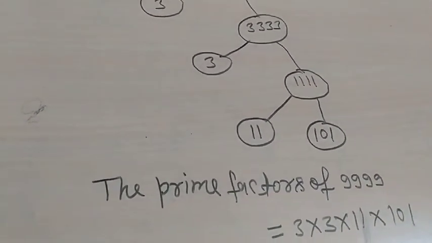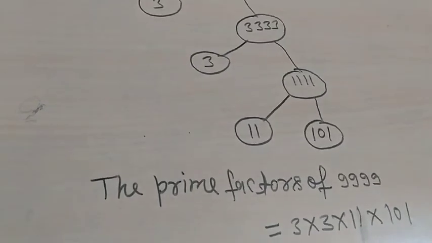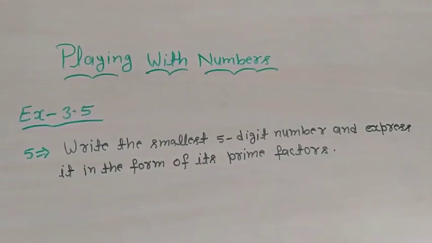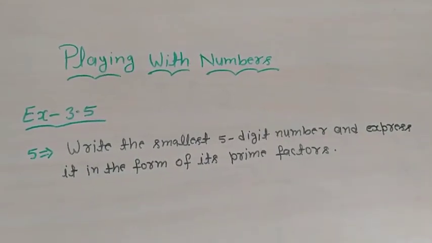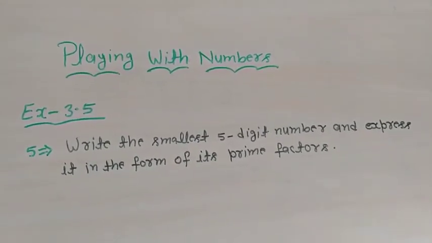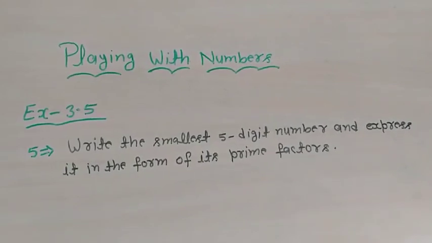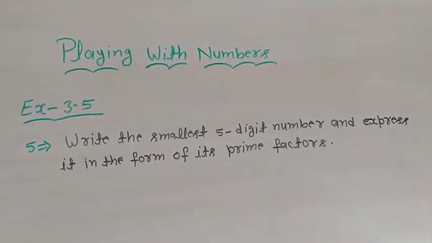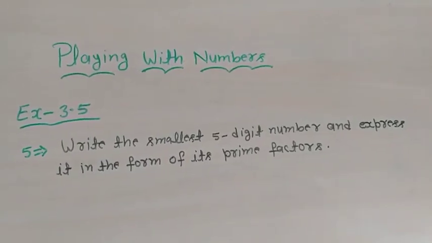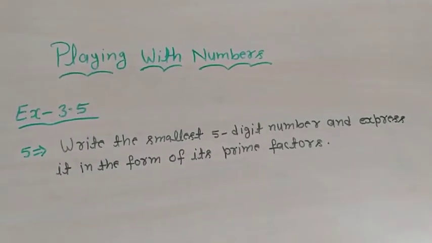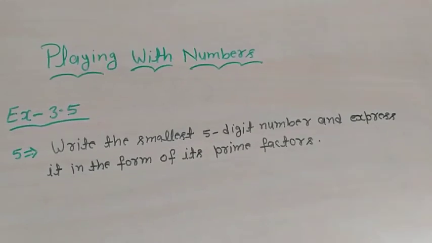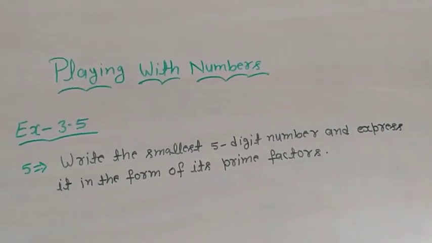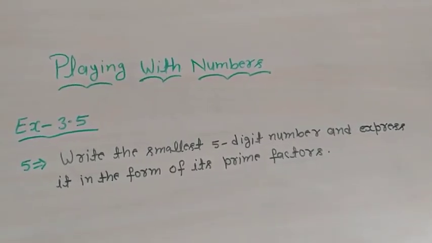Now we are going to solve question number 5. This is question number 5. Write the smallest 5-digit number and express it in the form of its prime factors. So what is the smallest 5-digit number? The smallest 5-digit number is 10,000.